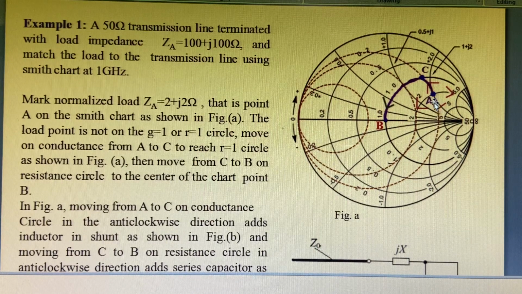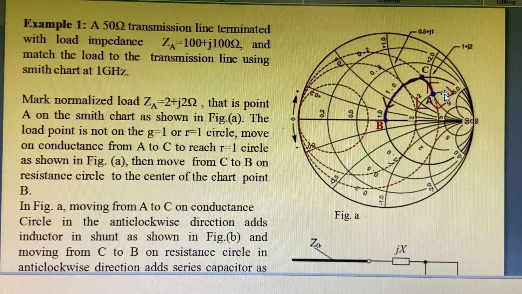So what do we have to do? From here you should first reach the R equal to 1 circle, then from there you should reach the center of the Smith chart. That is one solution. So to get an impedance matching network, from the load point you move from A to C on the conductance circle.